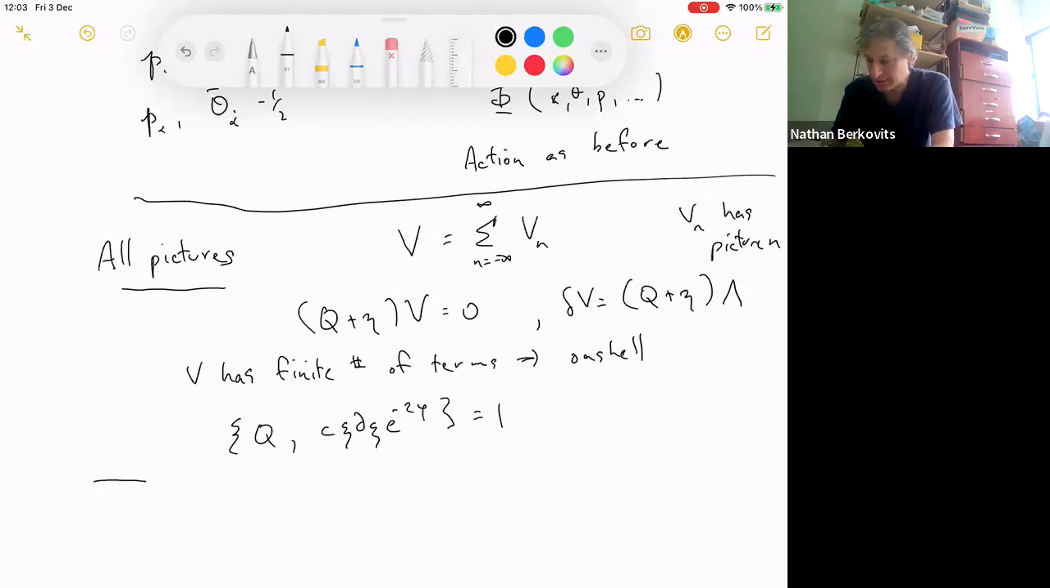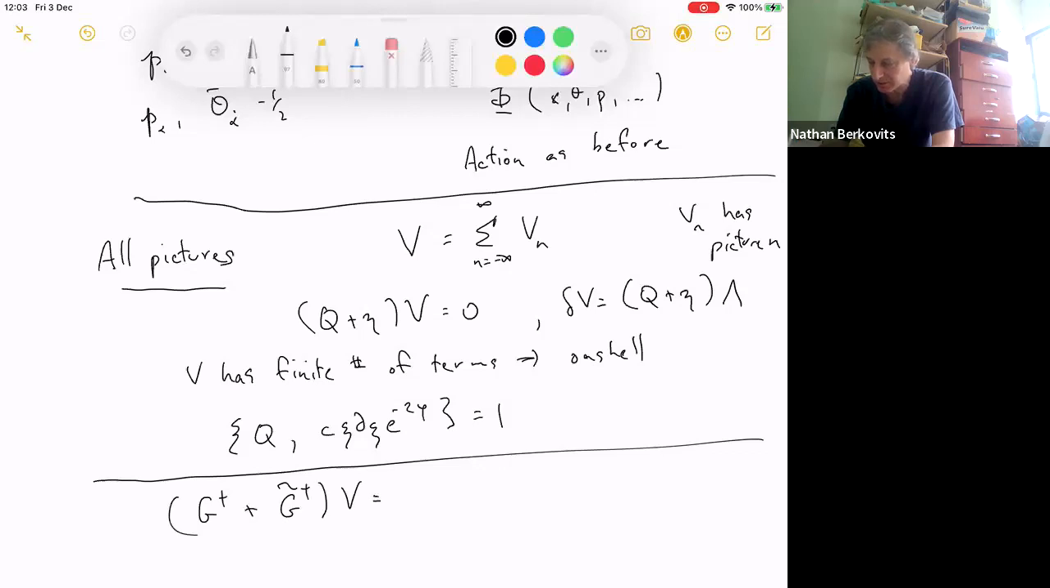Okay, now it's clear what we want to do here. We want to have G plus, this is obviously going to be replaced by (G plus, G tilde plus) on V equals 0. And delta V equals (G plus, G tilde plus) of lambda. So that's the more general description. Okay? So I haven't told you anything about writing down an action. This is just linearized equations of motion. Okay, any questions? And when I write this G plus and G tilde plus, I always mean the zero mode. So G plus, you should think of as Q, and G tilde plus as the analog of eta.